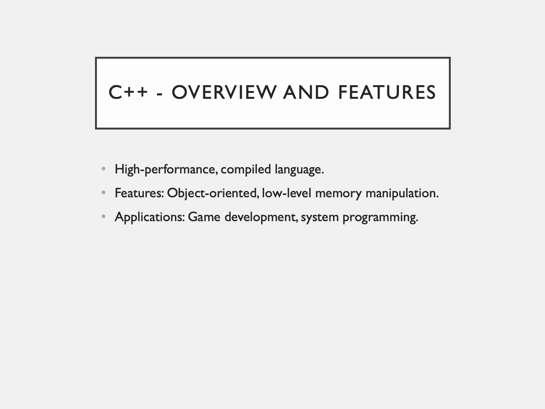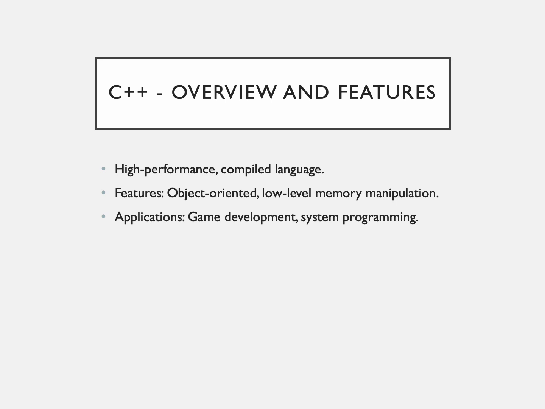Then one of the most significant advantages of C++ is its ability to interact directly with hardware through pointers and manual memory management. This level of control is rarely found in other programming languages, making C++ ideal for system level programming and embedded systems.